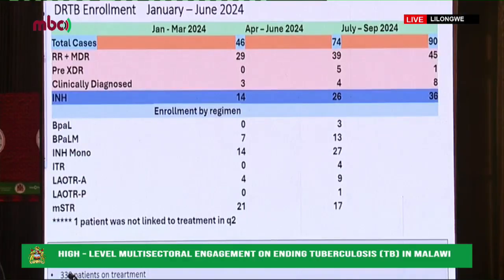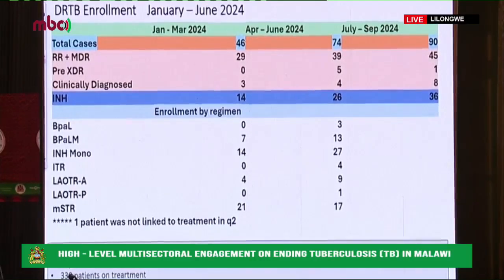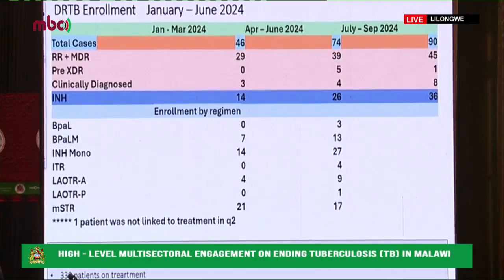Your Excellency, we are talking about what we call multi-drug resistant. The common medicines that we use, in some people, the bacteria have developed resistance. In the community, we have about 300 plus cases. Again, for us, what is important is to be able to identify them and put them on the appropriate treatment. So that's what this is talking about. Let's move on.